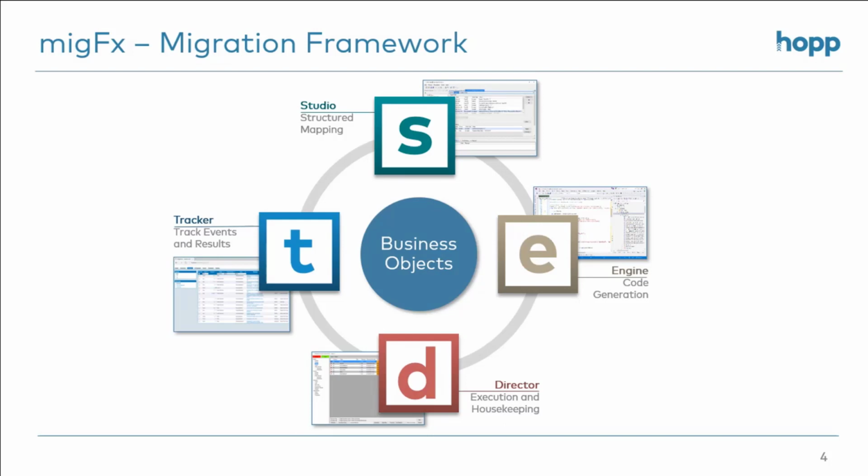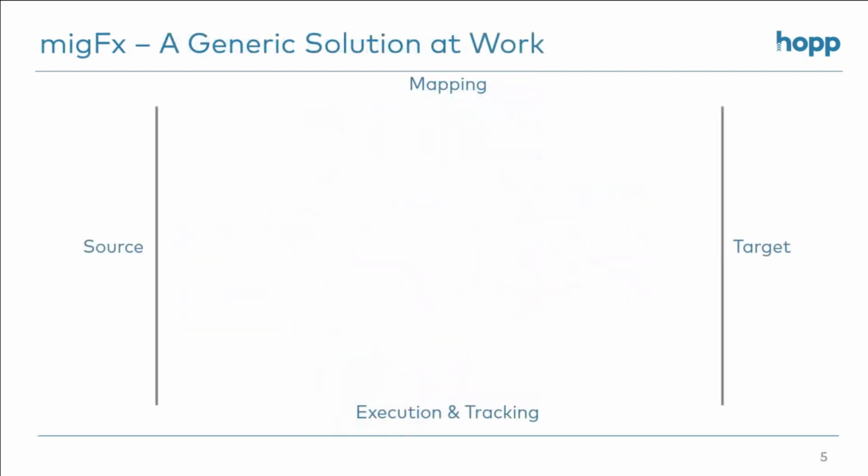So these are the 4 application components that make up our framework. And my last slide before we actually go to C is how does it actually happen when these 4 components are working together in a data migration project.